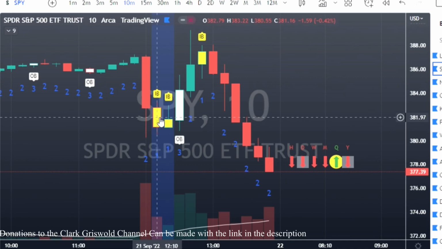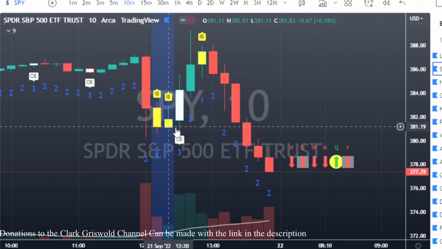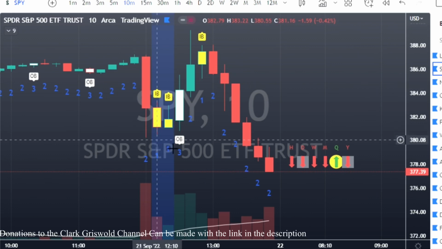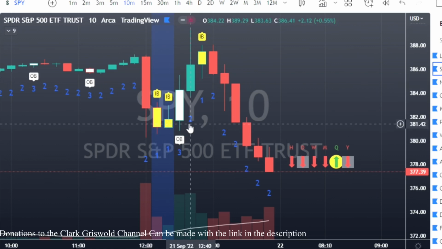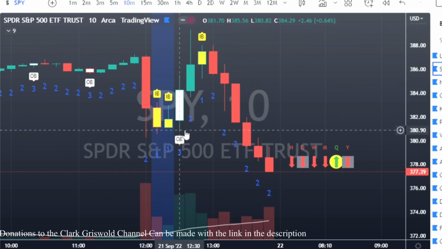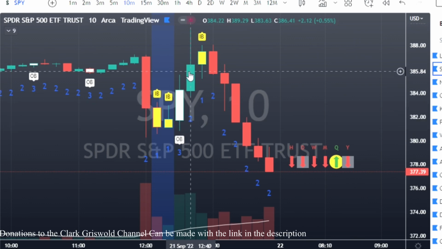So we had an inside bar, and you could have looked at this on any chart. I'm just showing it to you on the 10. You can go and look on the 5. It doesn't matter. But at 12:30, we opened, came down, and look at this. Bing, bing.